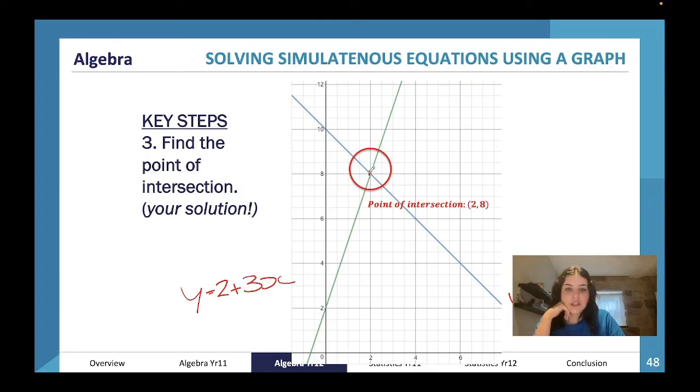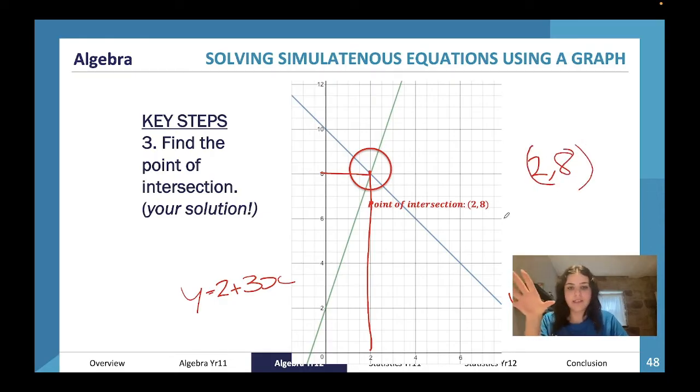The point of intersection, we need to find what x point it's on. It's on x equals 2. We always write x first. It's on y equals 8. So (2, 8), we put it in brackets. Our point of intersection, our solution.